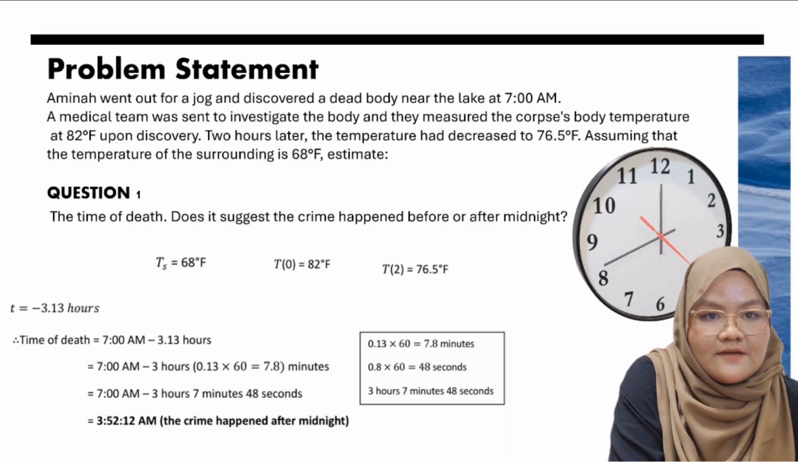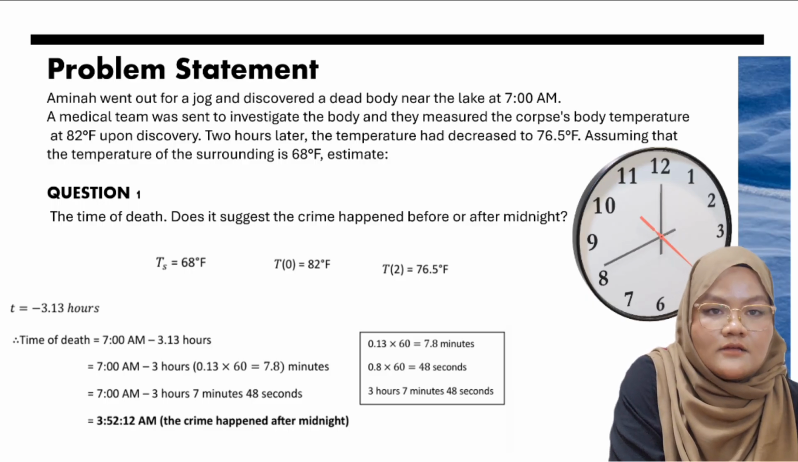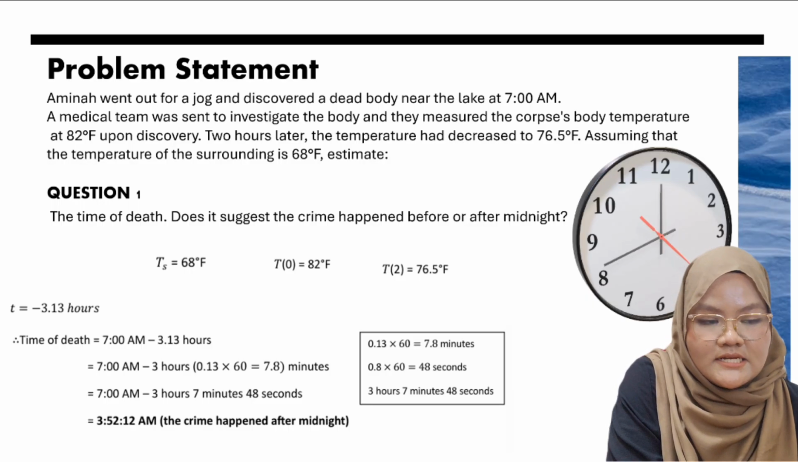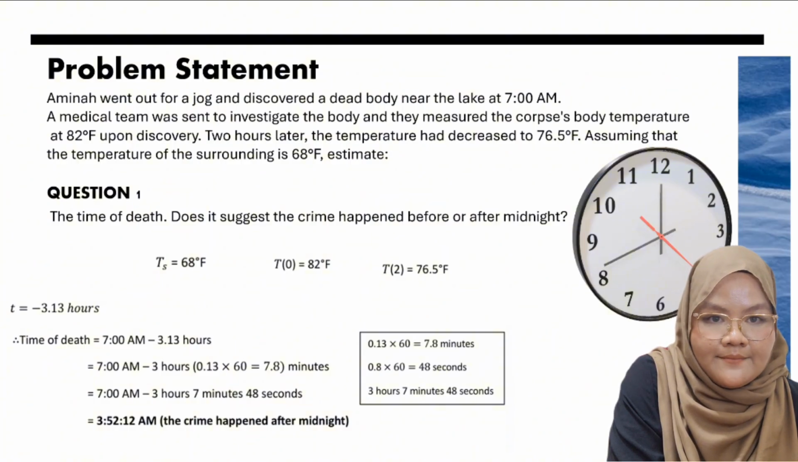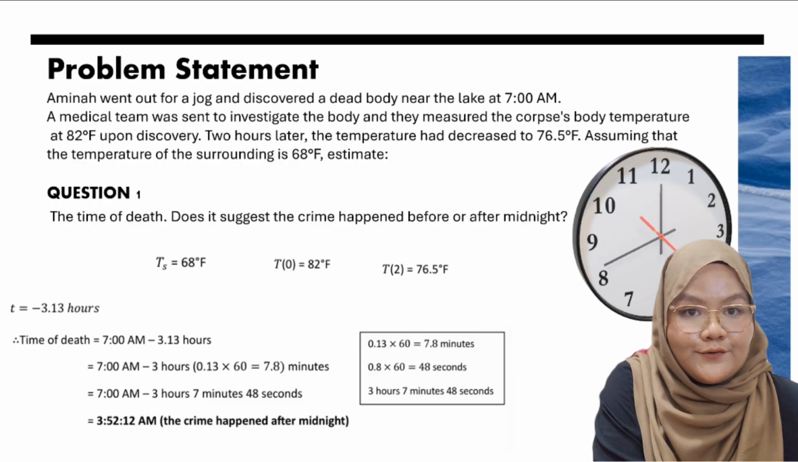0.13 hours is about 7 minutes and 48 seconds. So the time of death is around 3:52 a.m. That means the crime happened after midnight. So this is the answer for question number 1.